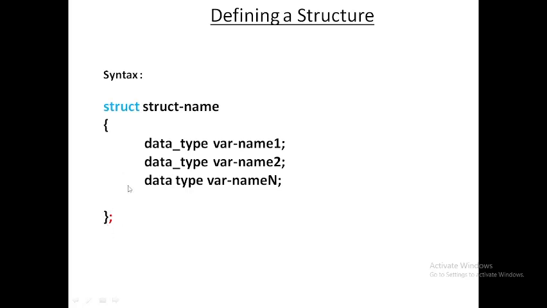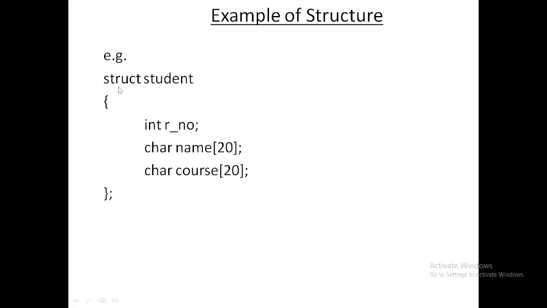Let me show you one example. Struct student, first member integer roll number, character name. It's a character array, it's a string. Then character course. So it contains three members of different data types. If I want to access roll number, name and course, I can access them by using the student structure.